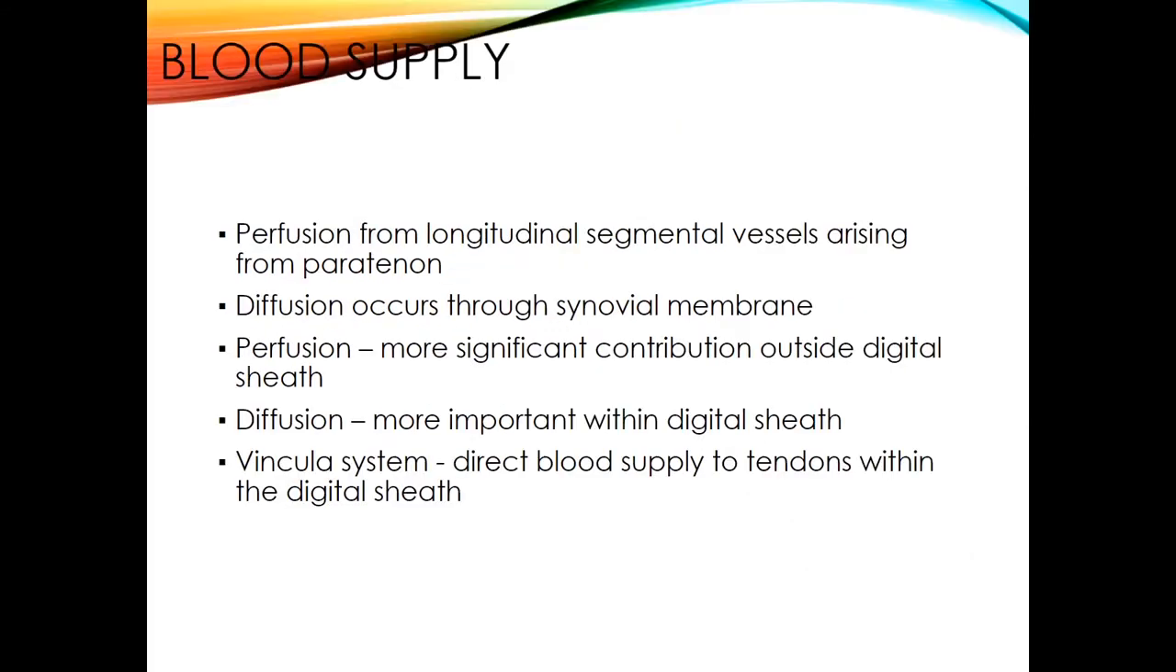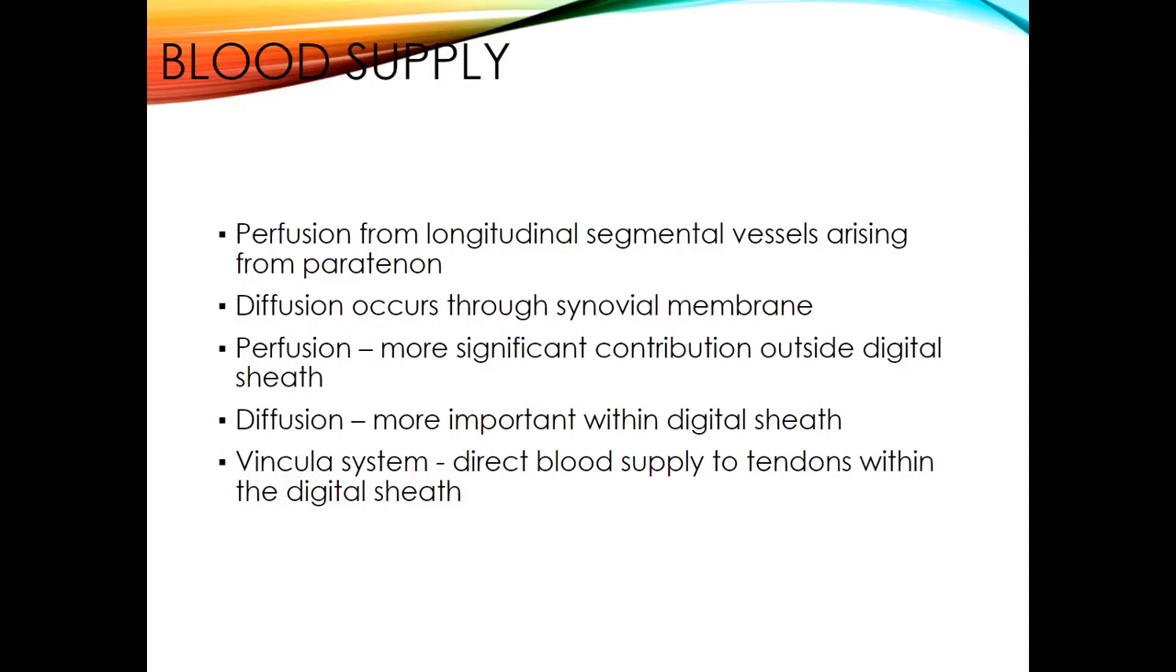Blood supply to the tendons is through perfusion, and there are longitudinal segmental vessels that arise from the peritenon. Diffusion occurs through those synovial sheaths, or the tendon sheaths. Perfusion is the most significant contribution outside of the flexor tendon sheaths, but it's diffusion within the digital sheaths. And in addition to that, on the deep surface of the flexor tendons, you have a vincula system, which supplies blood directly to the tendons within the tendon sheath.